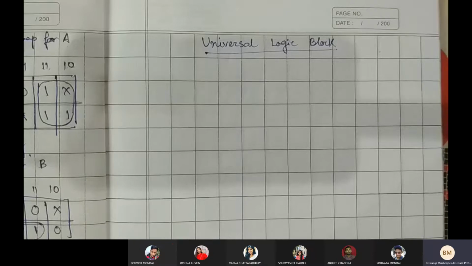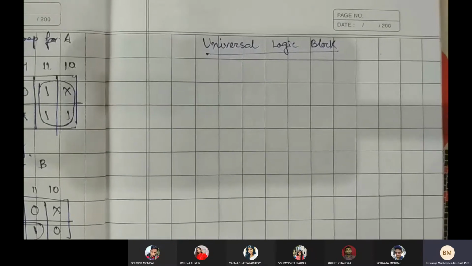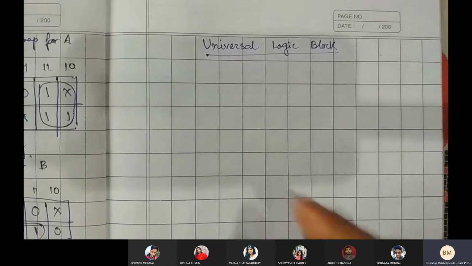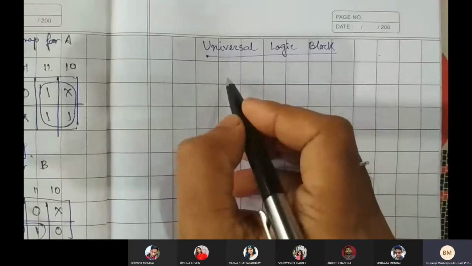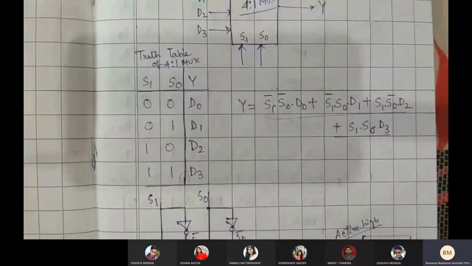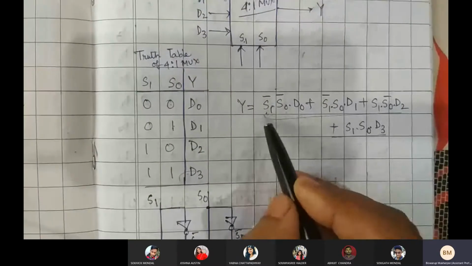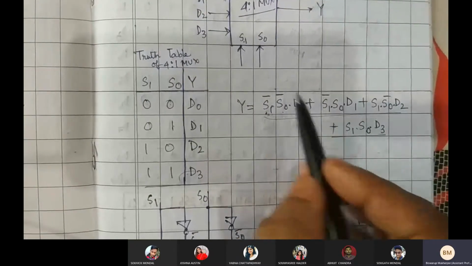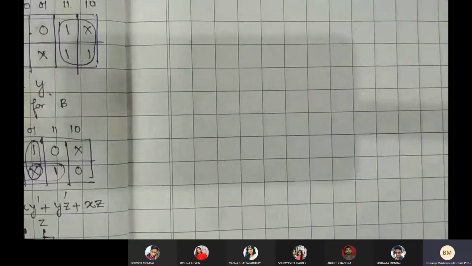So, in case of multiplexer, if we go for the Boolean functions, we can find out these functions are likely this one, S0 bar, S1 bar, D0. So, this can be utilized to make any sort of Boolean function.